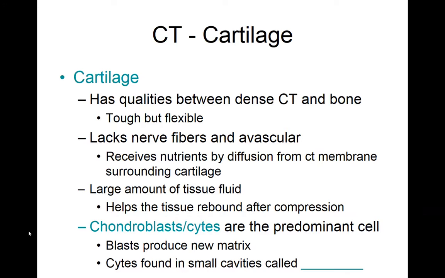Your cartilage gets its nutrients by diffusion from surrounding tissues. And cartilage has a huge amount of tissue fluid. This is super important because this is going to help it hold water, which means that it'll rebound after compression. Right? And if we think about where we find cartilage, you're going to find it at the ends of all of your bones. A lot of times we'll find cartilage pads kind of padding the surfaces of two bones. So you want it to be able to be compressed and rebound.